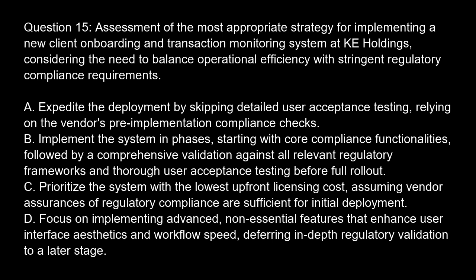Option B. Implement the system in phases, starting with core compliance functionalities, followed by a comprehensive validation against all relevant regulatory frameworks and thorough user acceptance testing before full rollout. Option C. Prioritize the system with the lowest upfront licensing cost, assuming vendor assurances of regulatory compliance are sufficient for initial deployment. Option D. Focus on implementing advanced, non-essential features that enhance user interface aesthetics and workflow speed, deferring in-depth regulatory validation to a later stage.